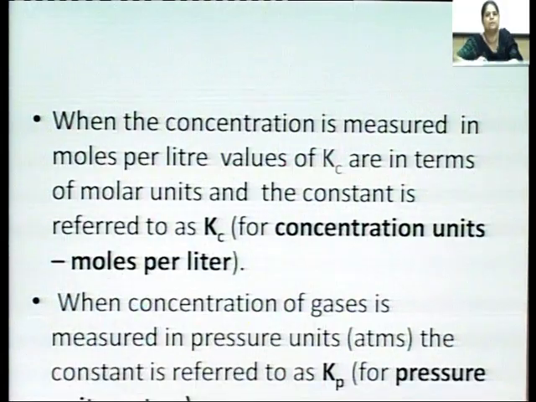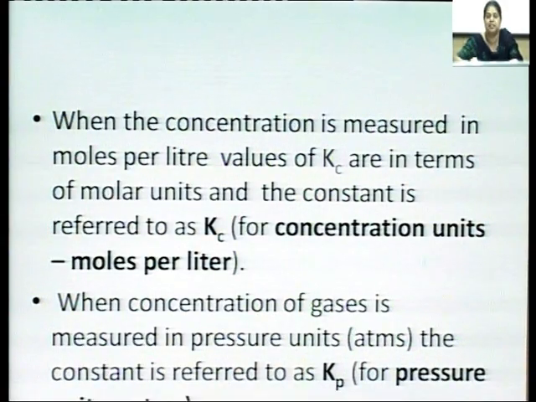Now, the first is when the concentration is measured in moles per liter, then the values of the equilibrium constant Kc are in terms of molar units, and the constant is referred to as the equilibrium constant for concentration units, that is moles per liter. On the other hand, when the concentration of gases is measured in pressure units, then the constant is referred to as Kp instead of Kc. Here P is for pressure units, that is atmospheres.